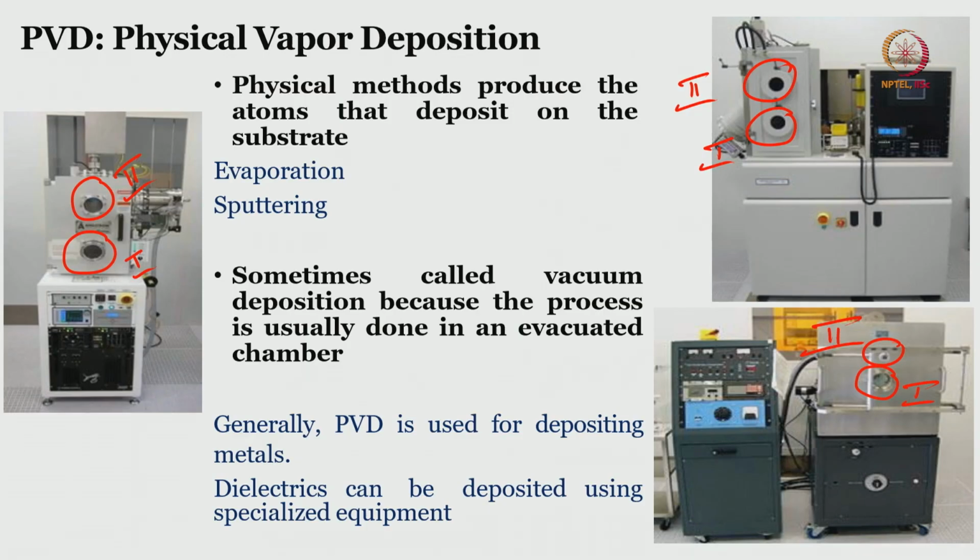Okay. Now, if we see the slide, what we see next is that there is a meter here, right, and there is a variac. What is that? Variac is variable AC. So, we can vary the voltage. Here in E-beam evaporation, right, there is something else.